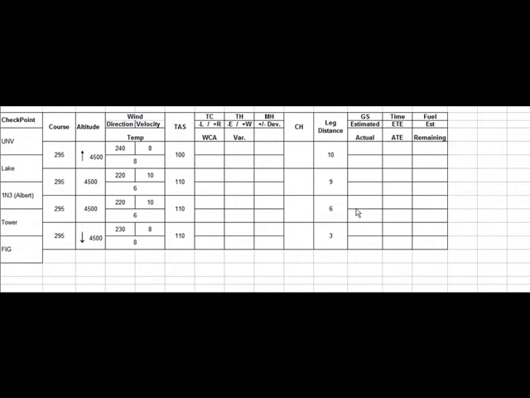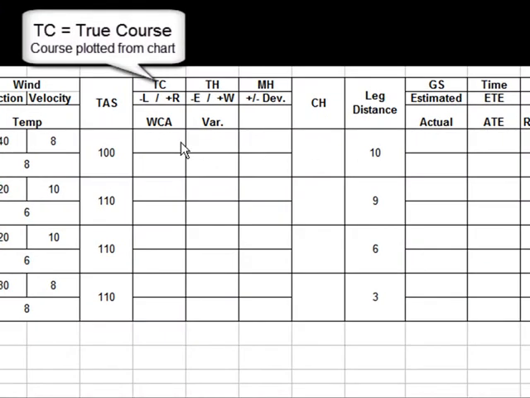A review of relevant terminology is also important at this point. The true course is the course plotted from the sectional chart. If you remember, for our flight, the true course was plotted at 295 degrees, which is entered into the nav log.